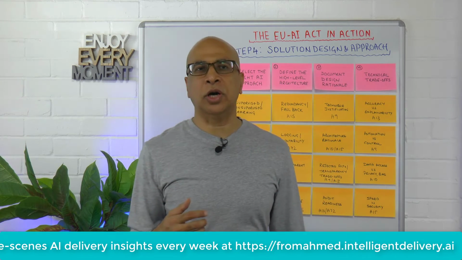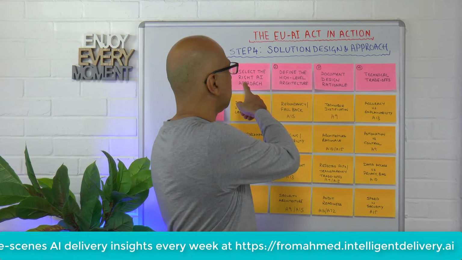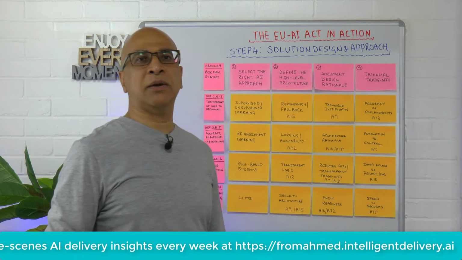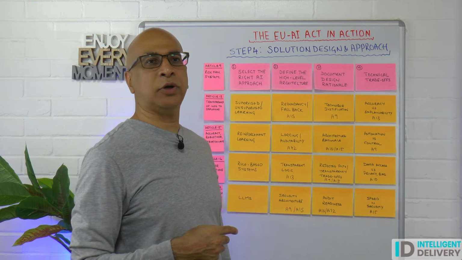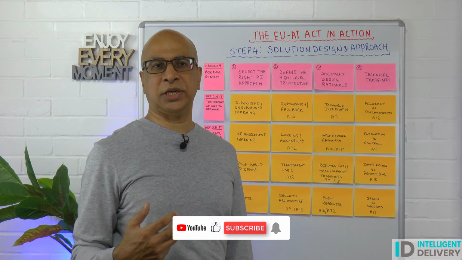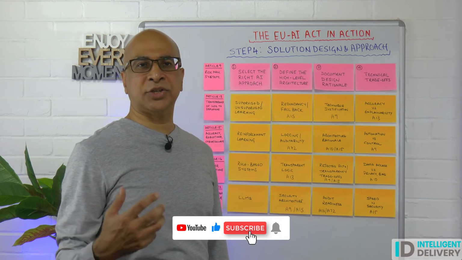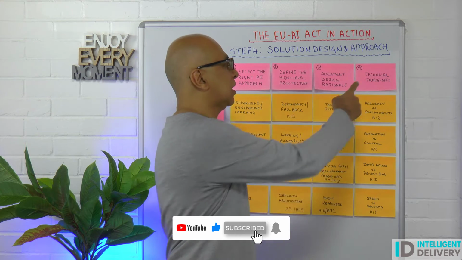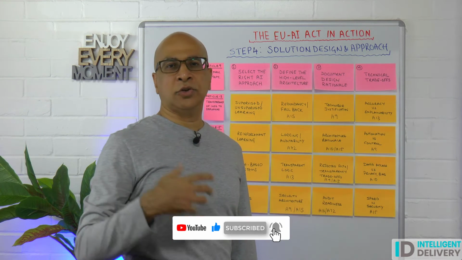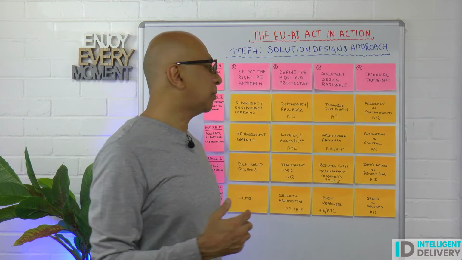So let's have a look at the 4 key stages of this solution design and approach. The first one is around selecting the right AI approach. Second one is about defining the high-level architecture. Third one is documenting the design rationale. And last but not least, it's about technical trade-offs to support the ethics and compliance as well. So let's start at the beginning.